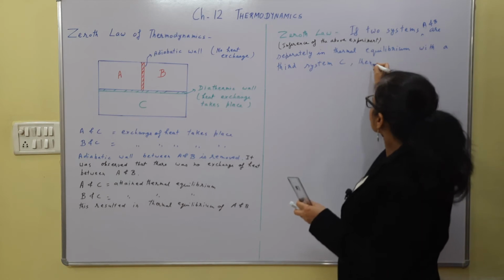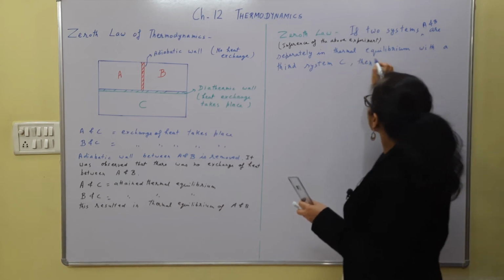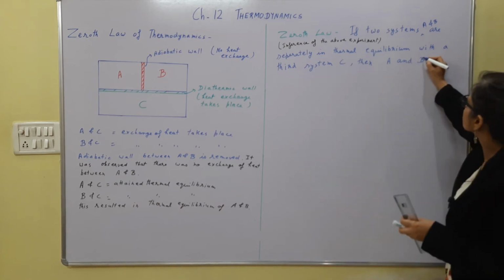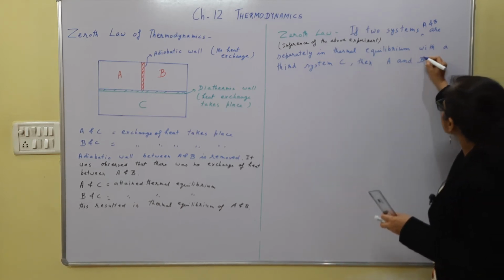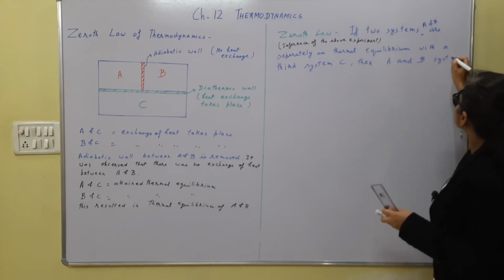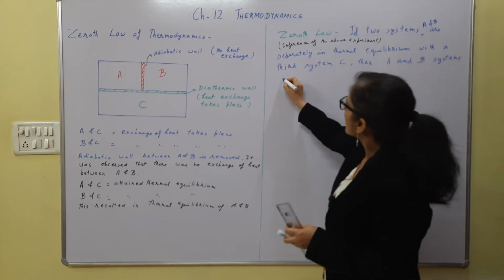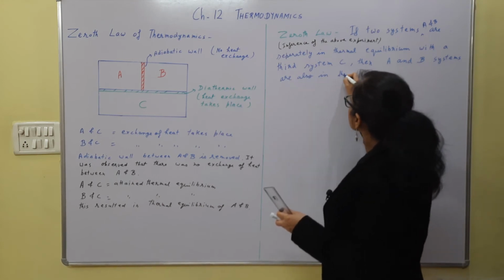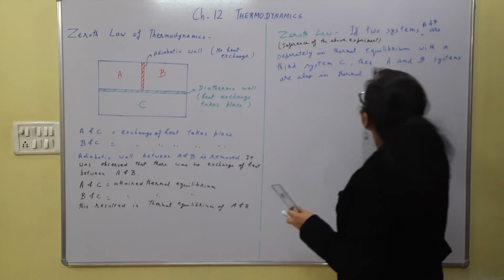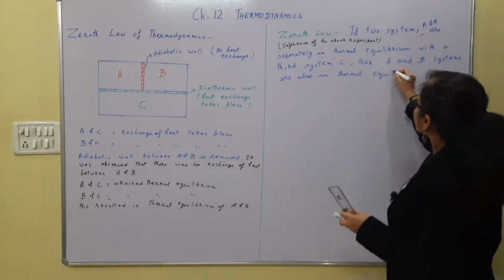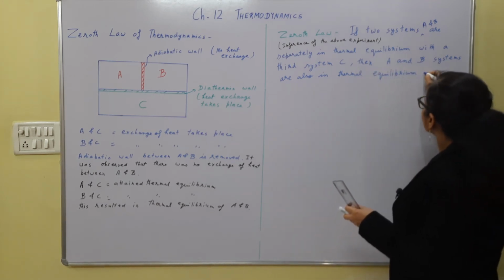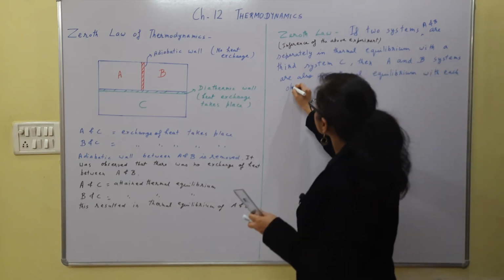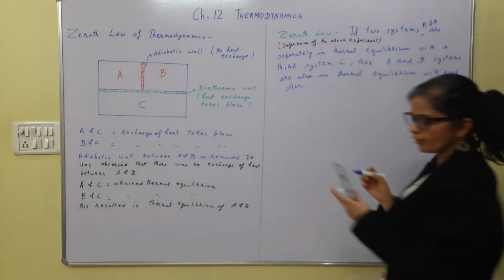then A and B systems are also in thermal equilibrium with each other. This is the zeroth law of thermodynamics.